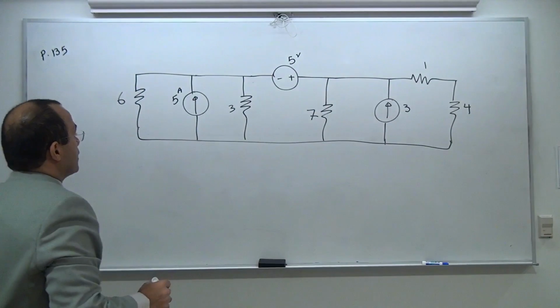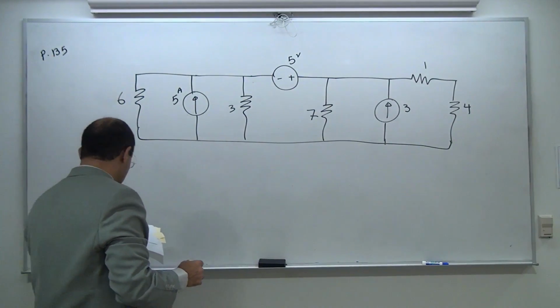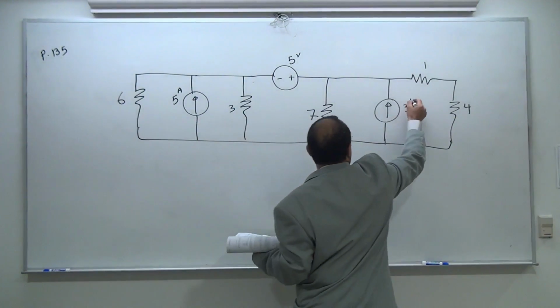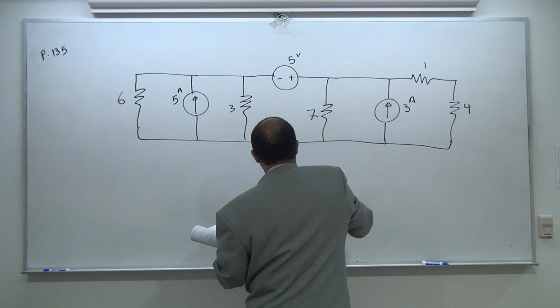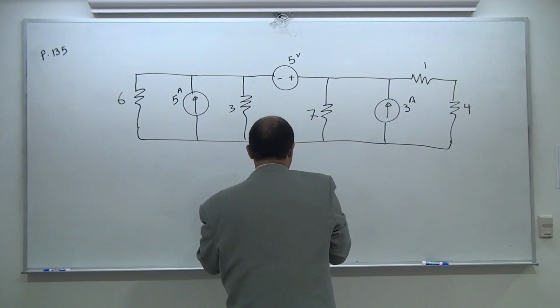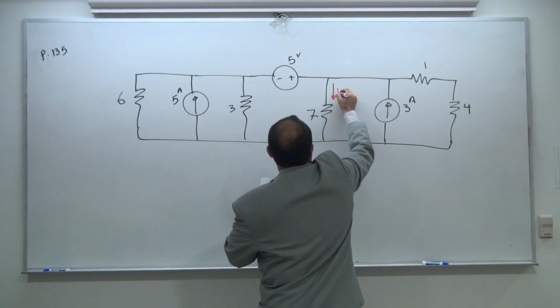Okay, I hope I have all the components. The resistors are all in ohm, the current sources are all in amp, the voltage is in volt, and my point of interest is the current of the 7 ohm.